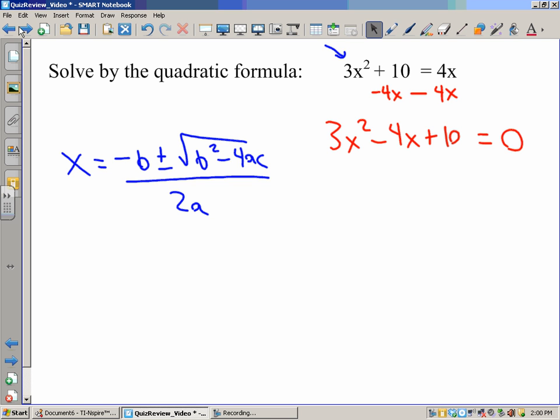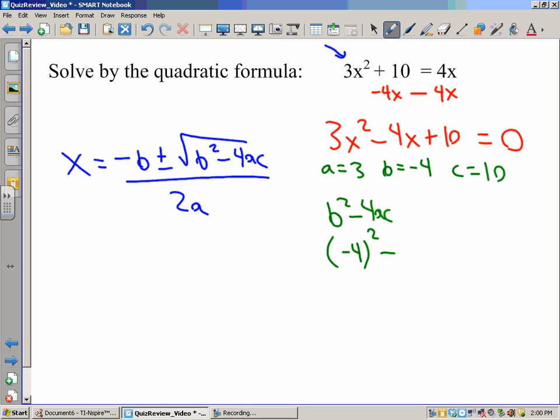So as I said in class, do the discriminant first. Well, first of all, let's identify a is 3, b is -4, c is 10. So the discriminant, b squared minus 4ac, that's going to be -4 squared minus 4 times 3 times 10. So that's 16 minus 120, which is -104.